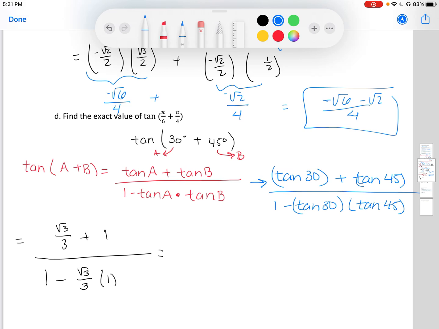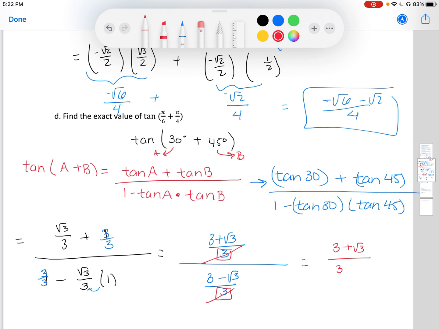So I can write this 1 as 3 over 3. So I can have 3 plus square root of 3 over 3, divided by, on the bottom, times 1 is just itself, I can write that 3 over 3. So 3 minus square root of 3 over 3. Because we have the same denominator on top and bottom, when they divide, they're going to cancel out. So we're left with 3 plus square root of 3 divided by 3 minus square root of 3.